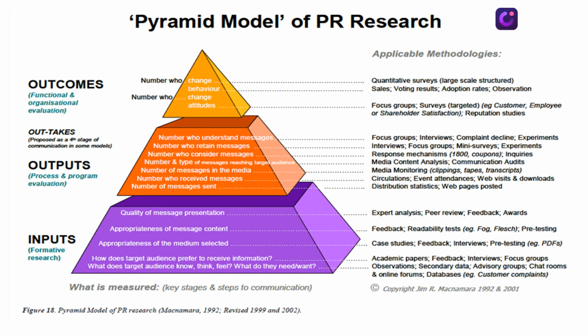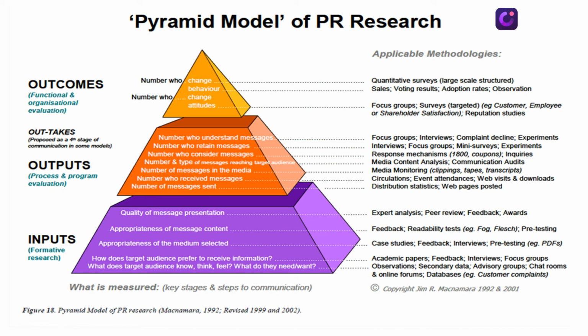So the number who retain messages, for instance, at the top of the middle pyramid, the number who understand the messages. So they are taking something away. The number who are considering the messages, they are contemplating the messages. It is proposed that that should be the third stage before the outcome. So you would come across some models that decided to separate the second stage, output, into output, outtakes, and outcome.